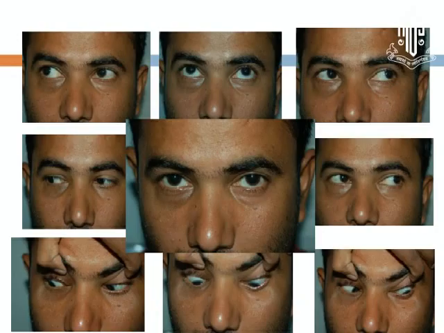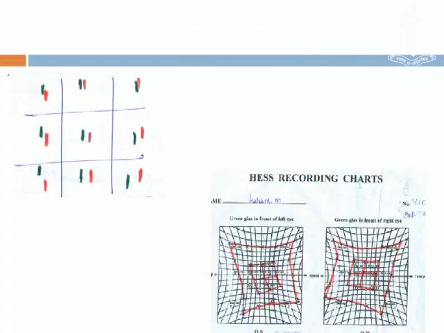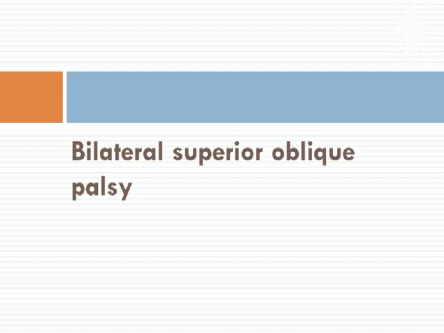He had difficulty in climbing downstairs and reading things. So this was diagnosed as a case of left superior oblique palsy. Sorry, bilateral superior oblique palsy. This was because of the trauma. But these patients usually don't complain as such.